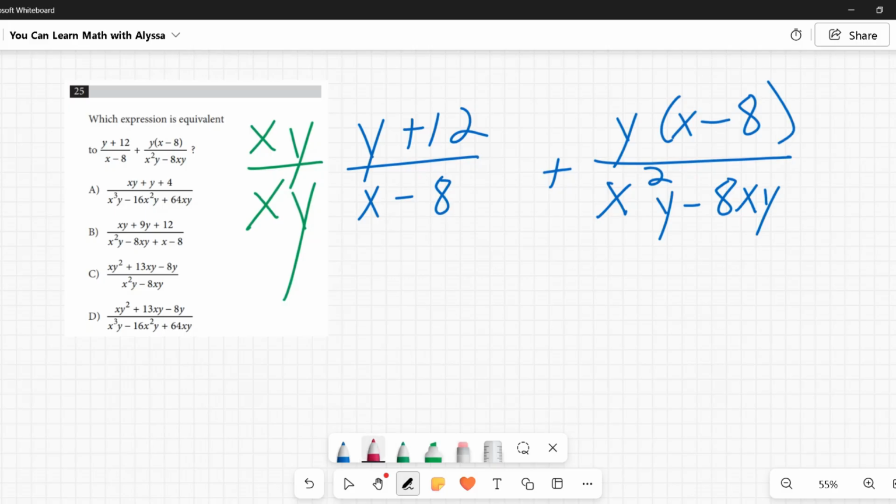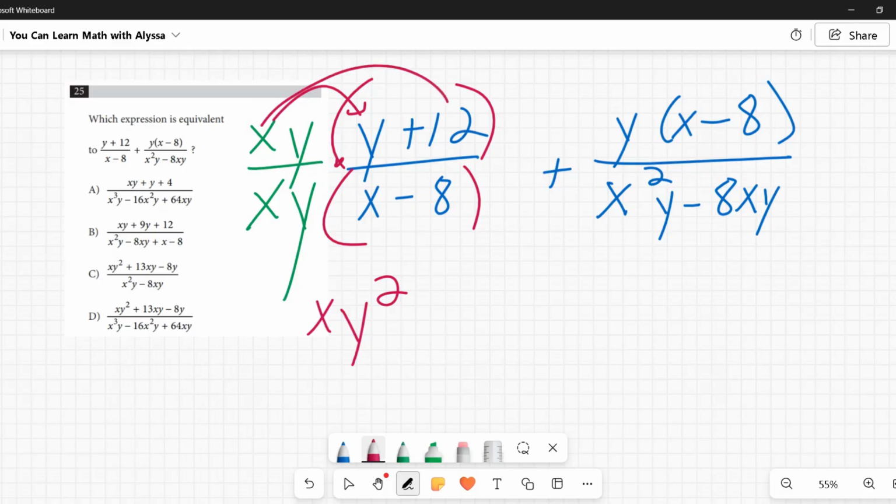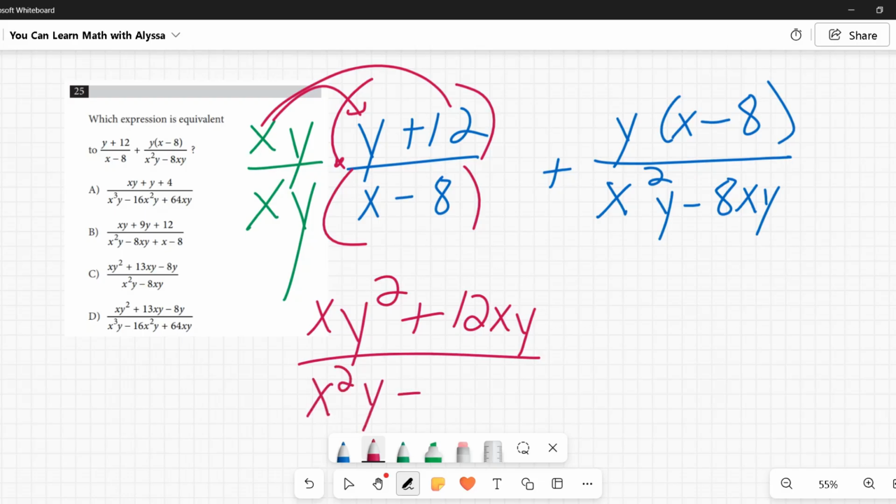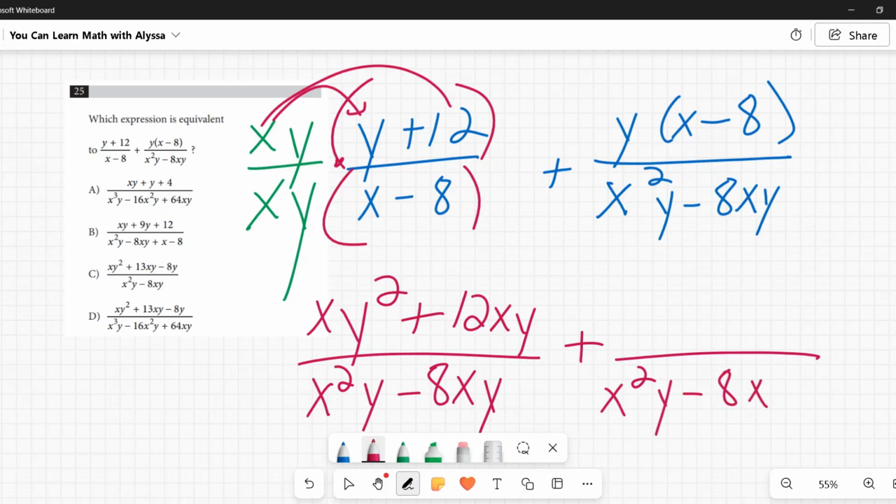All right, so let's do that. First, xy times (y + 12). Again, we're setting it up. It's like parentheses, but there's no parentheses in the final answers, so we need to distribute this. First, xy times y is xy², y's get together. xy times positive 12 is 12xy. And on the bottom, we already know this is going to get us the same as the other side, x²y - 8xy. I'm going to write that again over here, x²y - 8xy.